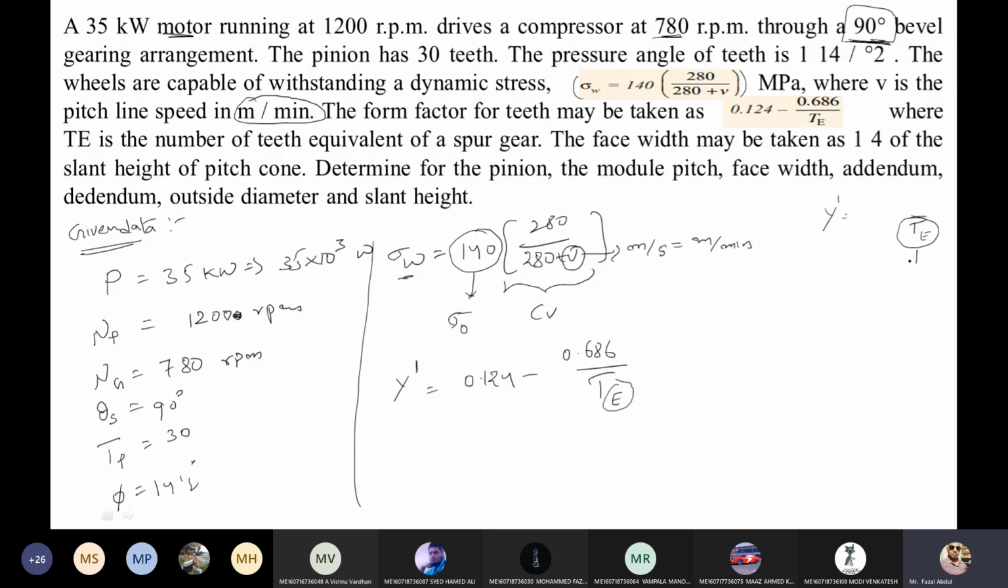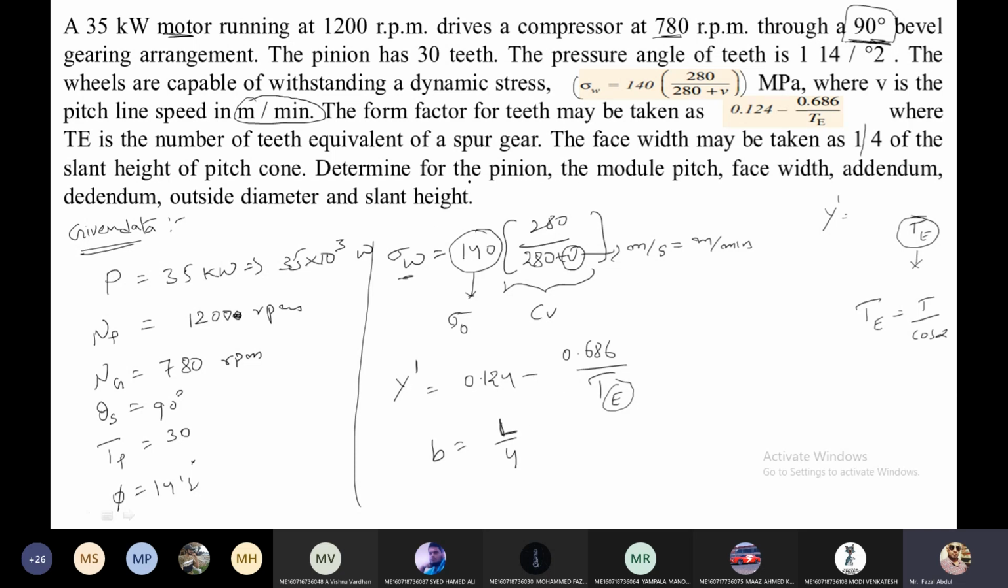Effective number of teeth means we have another relation to get it. That is Te equals the actual number of teeth by cos alpha. This relation we have. Okay, so that is given in the question, where T is the effective number of teeth of the equivalent spur gear. The face width may be taken as B. The relation is given: face width may be taken as 1 by 4 of the slant height. Slant height is denoted by capital L, that is L by 4 of the pitch cone.